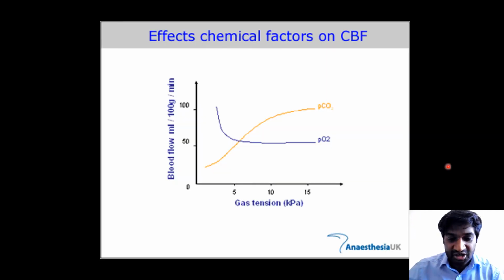This is just a graph illustrating the effects of hypoxia and hypercarbia on cerebral blood flow. As you can see, with decreasing oxygen, you have increased cerebral blood flow, and with increasing carbon dioxide, you have an increase in blood flow, all of which increases the ICP and decreases cerebral perfusion pressure.